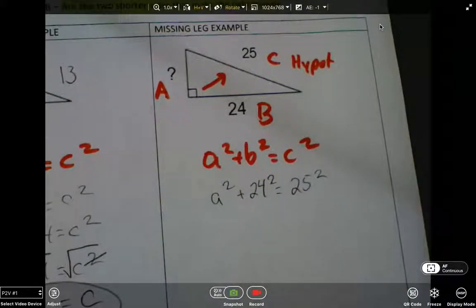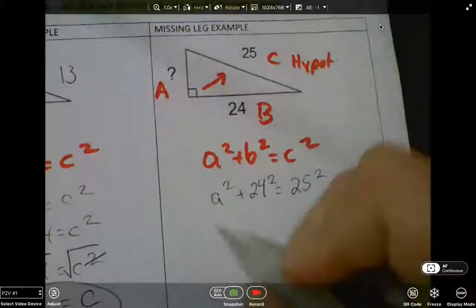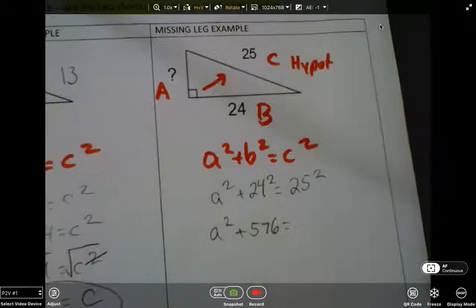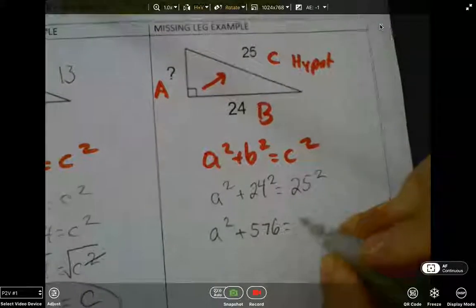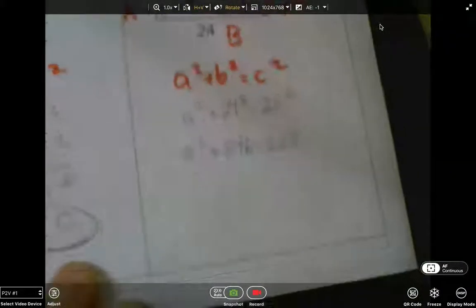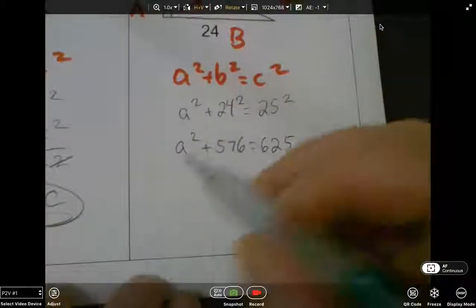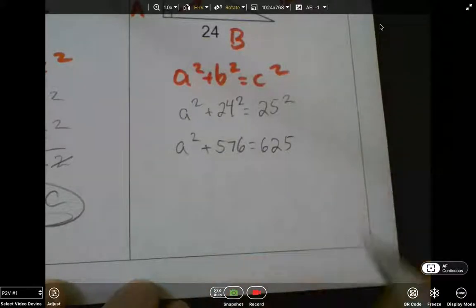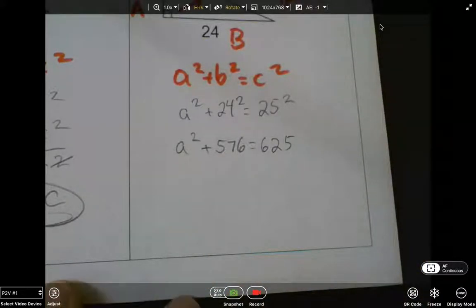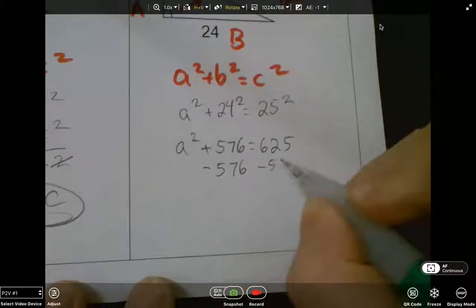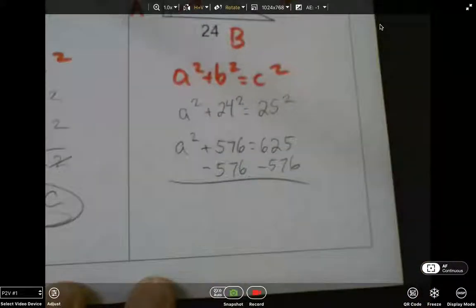Now I have to square these two numbers, and 24 squared is 576. I'm doing this in my calculator. I wouldn't expect you to know this by heart. And then 25 squared is 625. So now we have a situation where we want to solve for A. We still have a square, so at the end we're still going to square root, but we have to get rid of this 576. Does anyone know how I'm going to get rid of the 576? Subtract 576 on both sides.